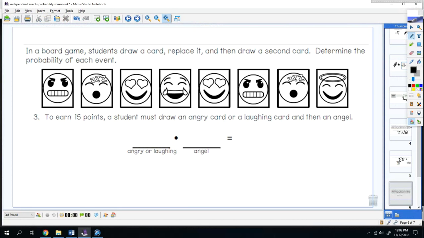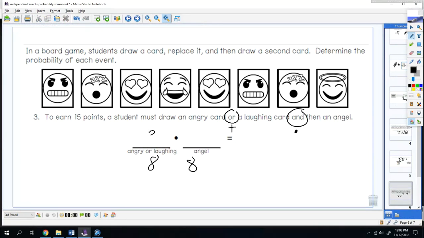Okay, let's try another one. To earn 15 points, the student must draw an angry card or a laughing card, then an angel card. Or means to add, and means to multiply. So there's still 8 cards. I want an angry card or a laughing card. So there's 2 angry cards, and there's 1 laughing card.